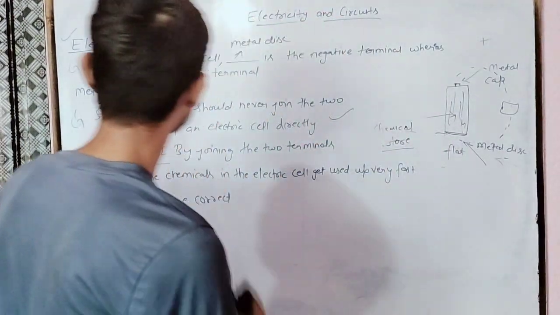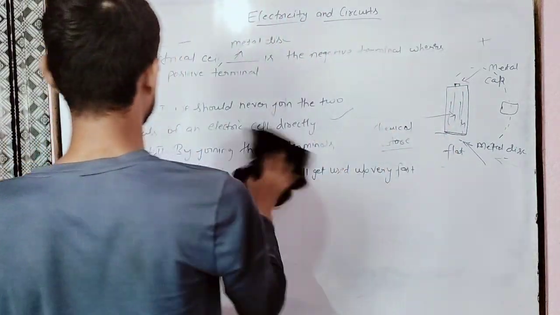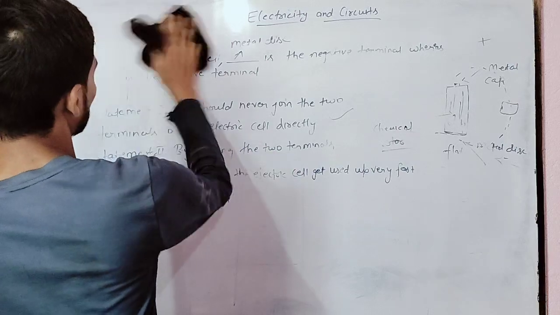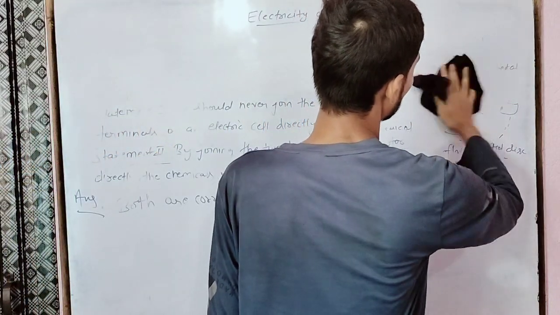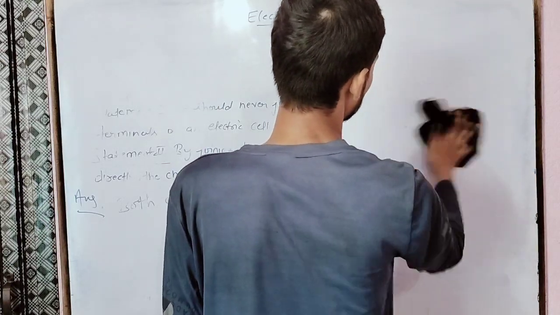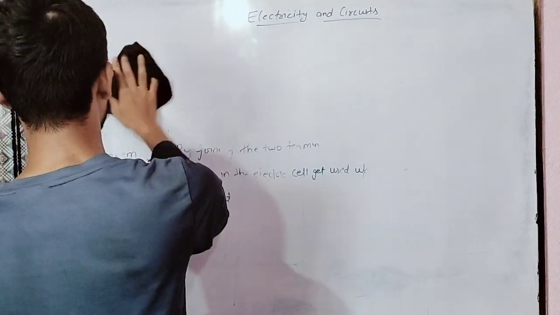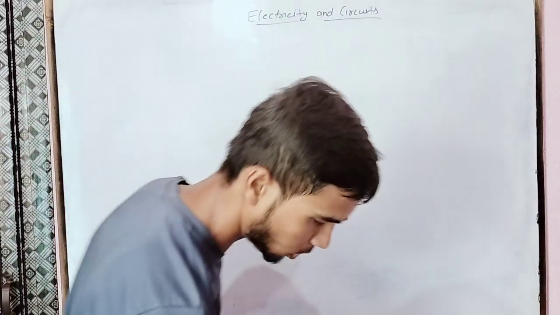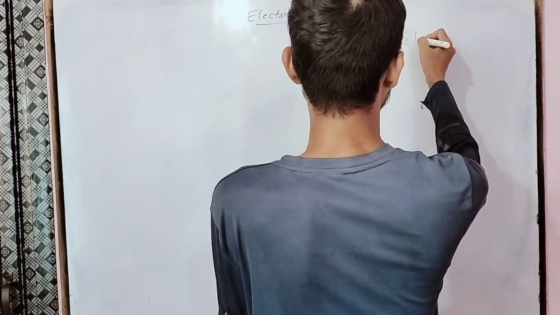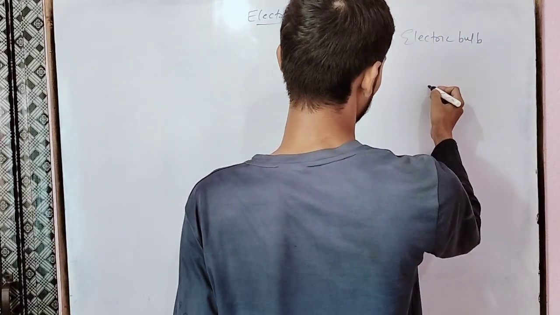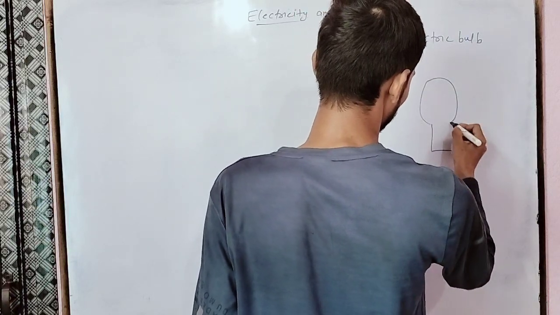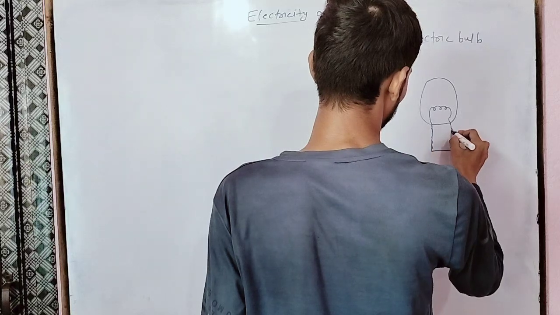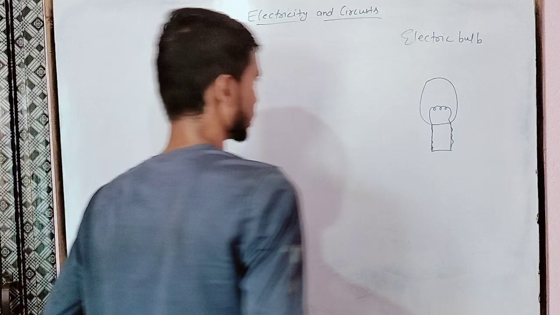Now next. Now we are talking about the electric bulb. So this is an electric bulb. We will break it down.